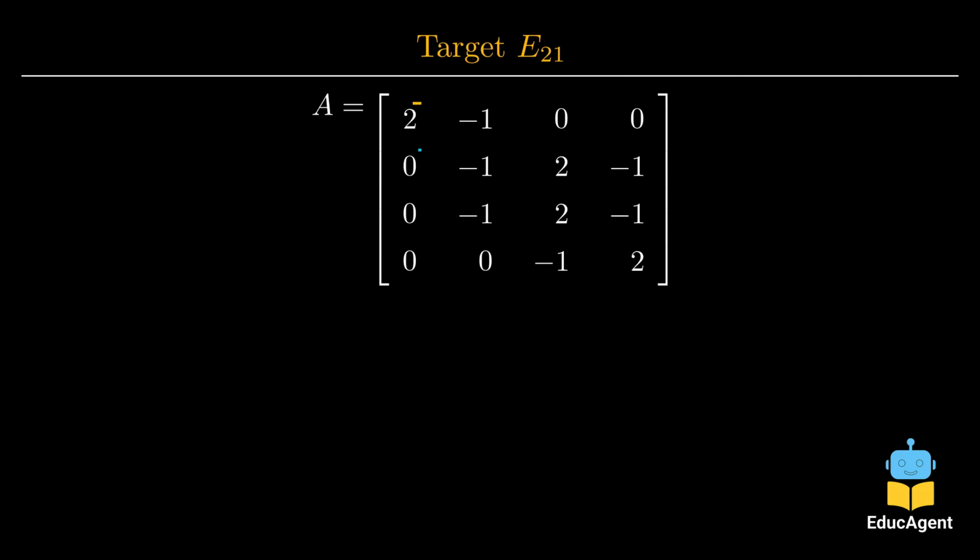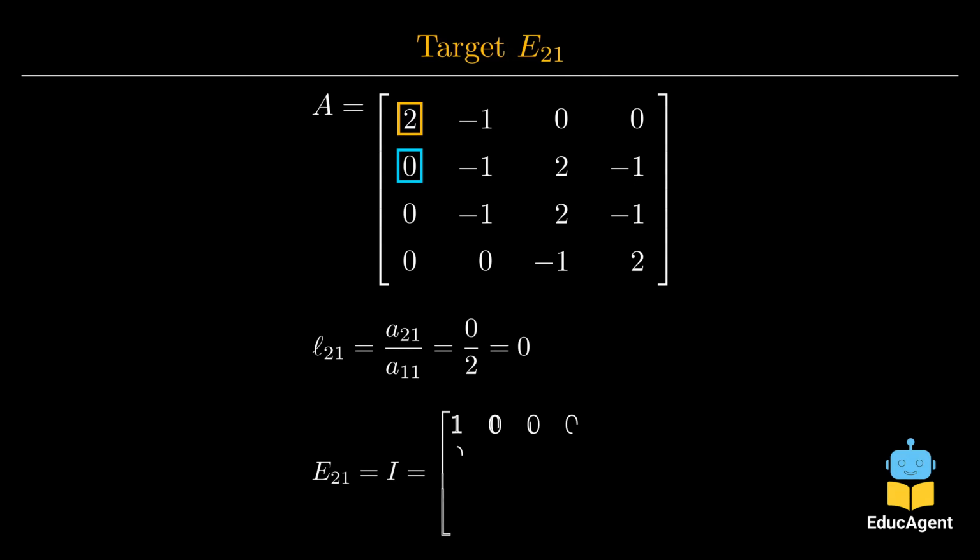First, E21 would eliminate the entry in row 2, column 1, using the pivot at row 1, column 1. But the entry is already 0, so the multiplier is 0, no elimination is needed. Therefore, E21 is just the identity matrix.